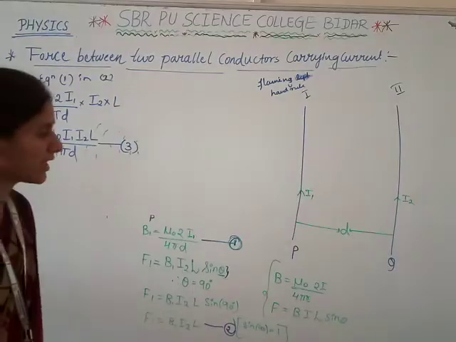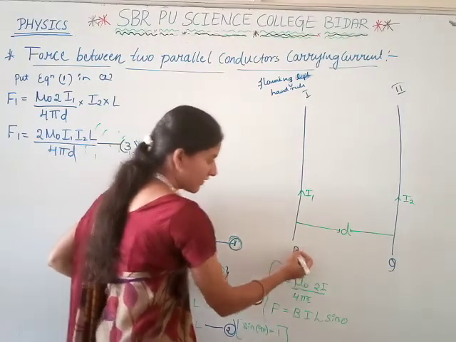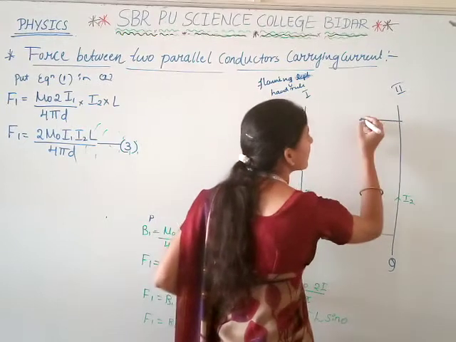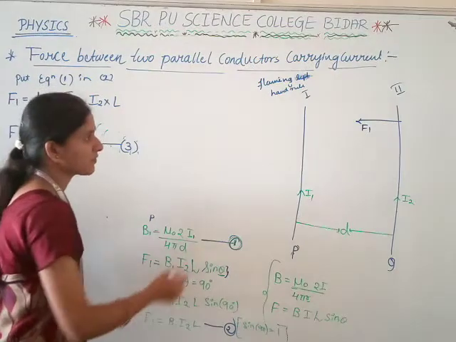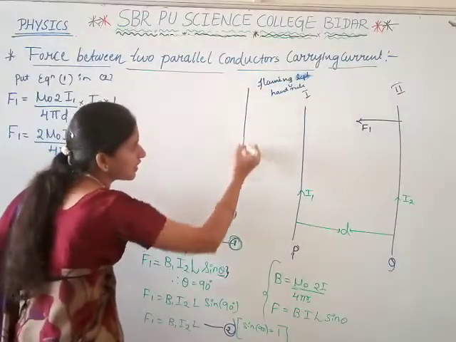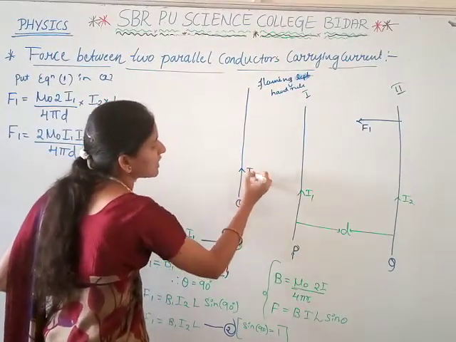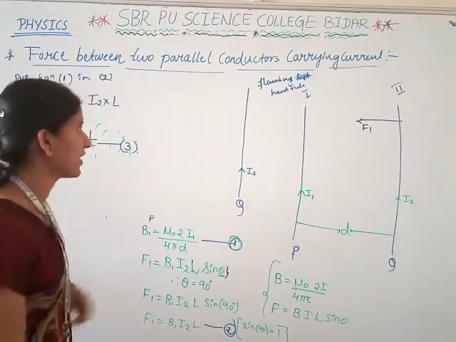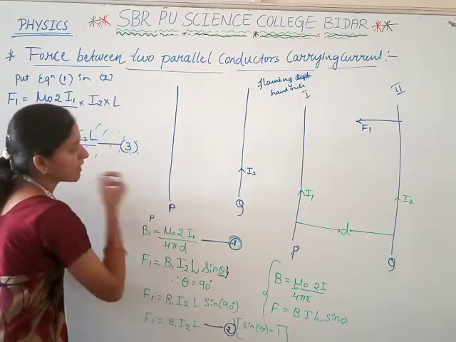now we are considering a conductor Q. When we are taking a conductor P, the current I1 is flowing, means the force F1 is produced here. Okay. The force F1 is produced here. Next, we have to take a conductor Q, in which the current I2 is flowing here. Okay. Through a conductor Q, current I2 is flowing, and on the other side we are taking conductor P here.